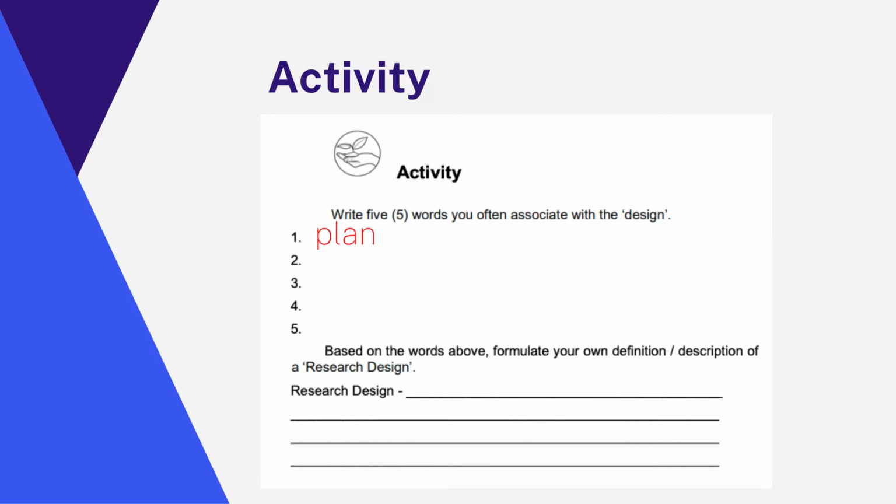Number 1 is done for you. I associate the word plan with the word design. Now think of 4 other words. Based on the words you have chosen, formulate your own definition or description of research design.